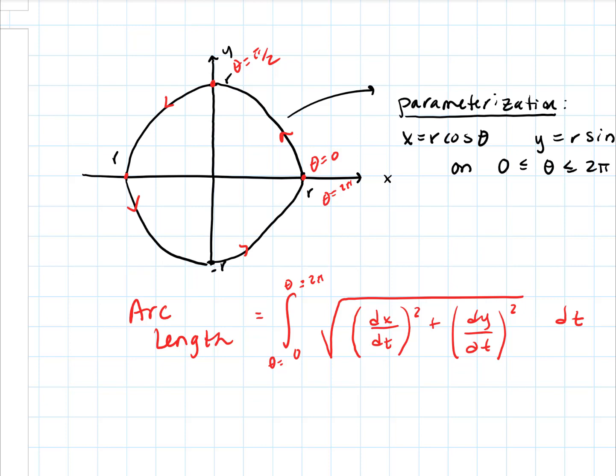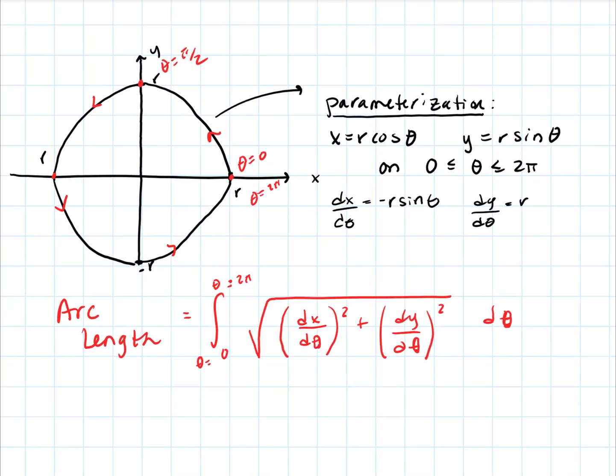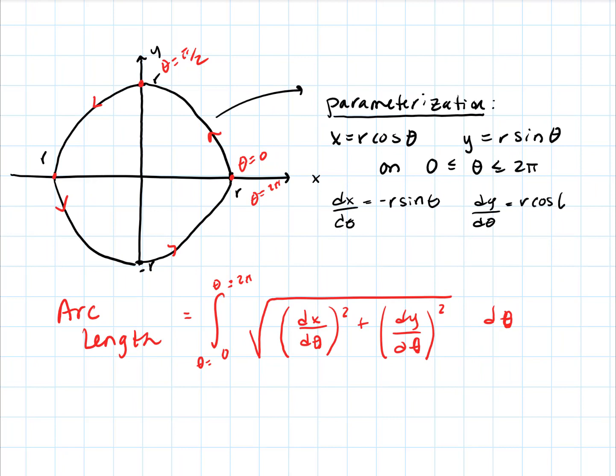Now, I wrote that from the formula with the t's, but these are thetas. Since we have changed the parameter, we're now talking in terms of theta. So I will write these in terms of theta in the formula. Okay, so all we have to do now is actually find those derivatives. So dx d theta, take the derivative here, that's going to be negative r sine of theta. Take the derivative of y, dy d theta is going to be r cosine of theta.